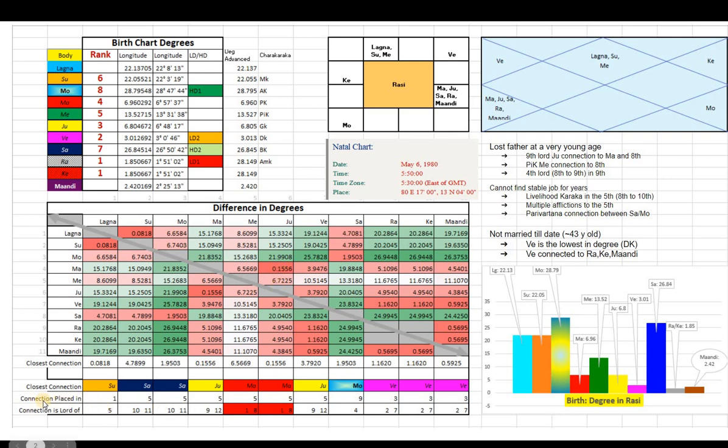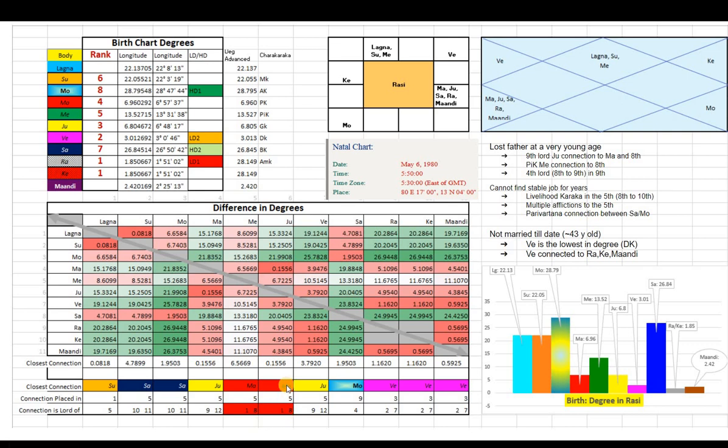So here the connection, which I call Mars the connection here, because Mars is what is connected to Jupiter. And that connection is placed in the 5th bhava. So that is this row. And what is the connection lord of? It's the lord of 1st and 8th.